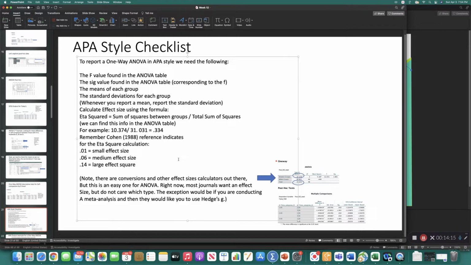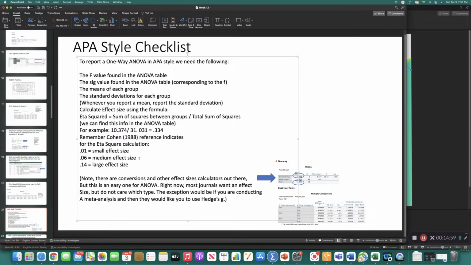And also, many journals are now wanting people to include effect size. With Anova, eta squared is one of the easier effect sizes to calculate. The equation we use here is sum of squares between groups divided by total sum of squares. And we can find this information in the Anova table. From Cohen 1988, remember, he says if your value is 0.01, that's a small effect, 0.06 is a medium effect, and 0.14 is considered a large effect size. Okay, so because we have 0.334, that would be considered a large effect size.